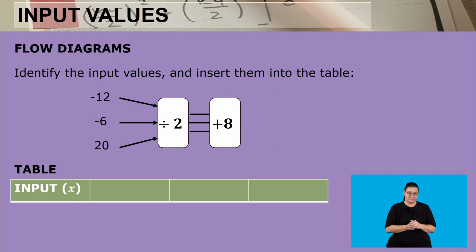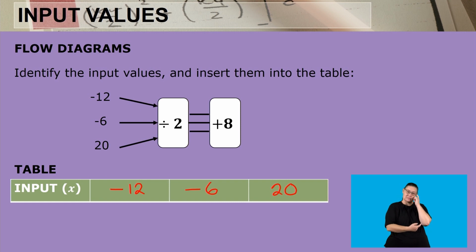So that first input value is a -12, of course. That -12 is going to be divided by 2, and we are going to add 8. What about the second input value? Yes, that -6 is also going to go through the flow diagram to produce a result. And that last input value, yes, that is going to be the 20. So these are the input values that are presented to us.